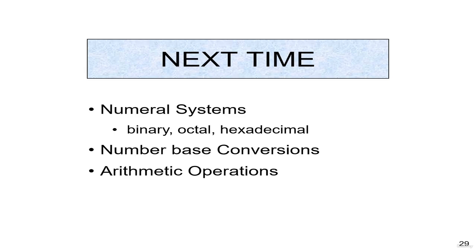Okay, so in the second lecture, we would cover different number systems. These include the binary, octal, and hexadecimal number systems. We would study how to convert numbers from one number system into another, and then we would study some arithmetic operations like addition and subtraction that need to be performed in these different number systems.